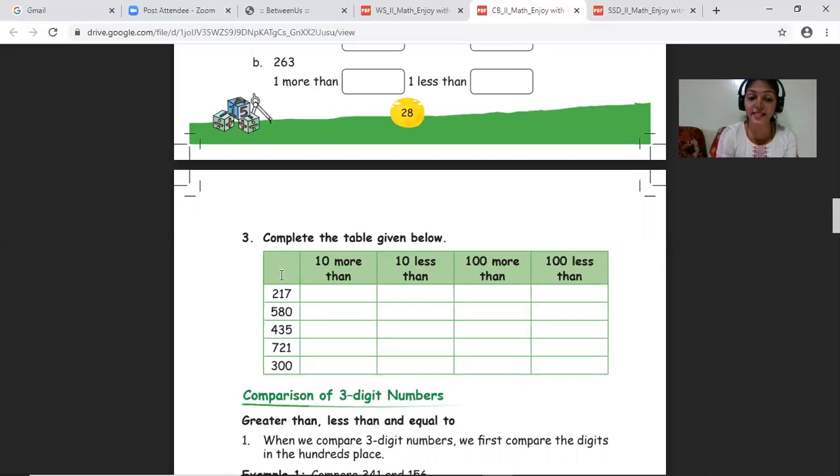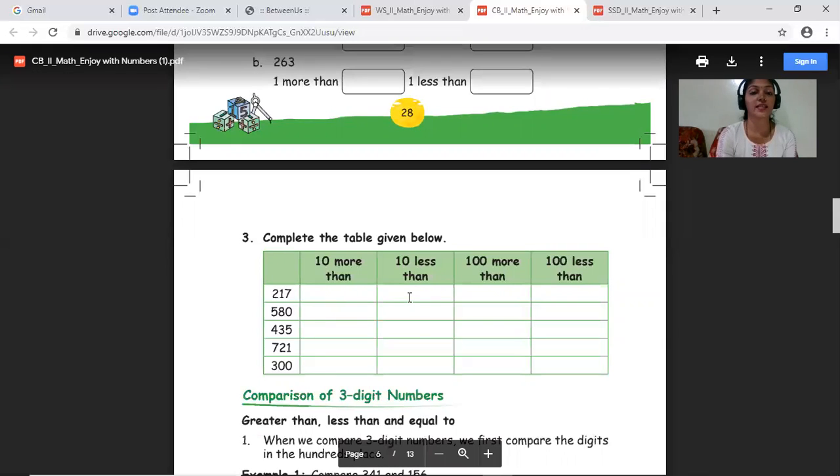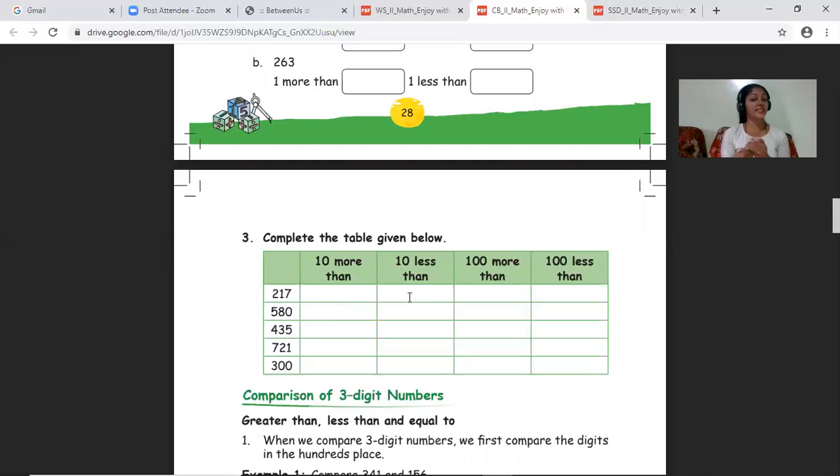Okay. Now coming to the next one. 10 less than this number. 10 less than 217. Now you have to do less. 10 less. That means in the 10th place, you have to do one less. That is 207. Okay. There is 1. You have to make it 0. 207.